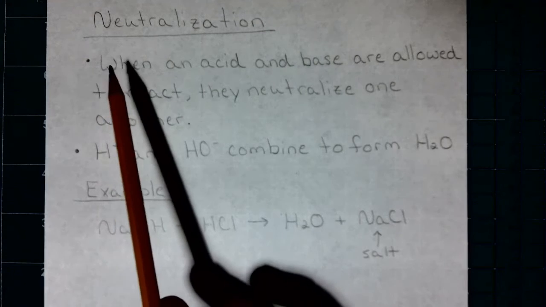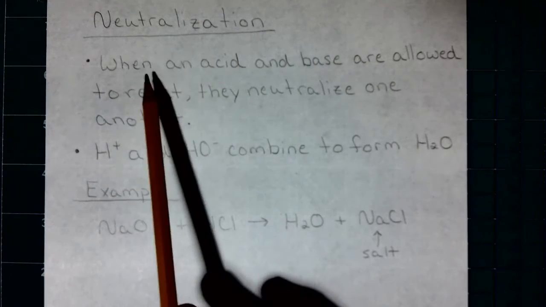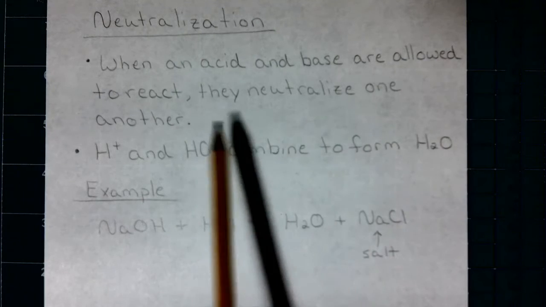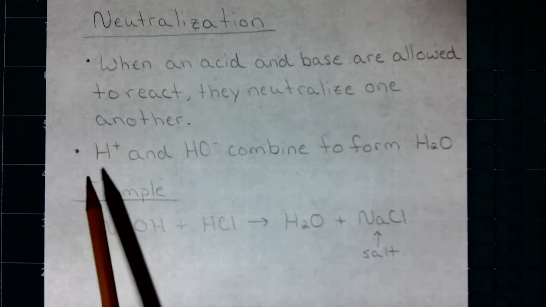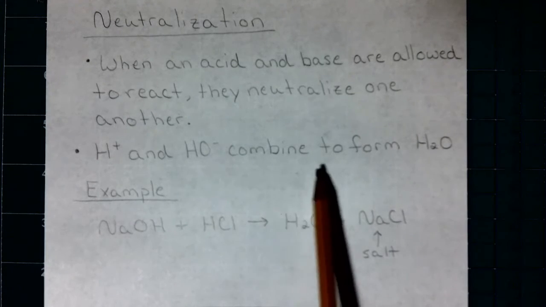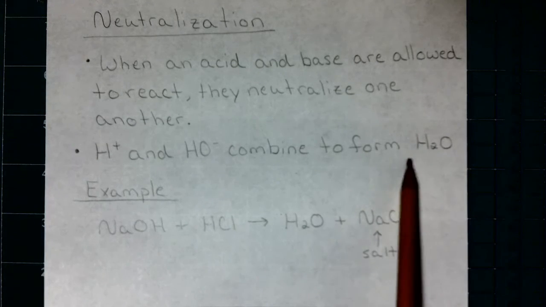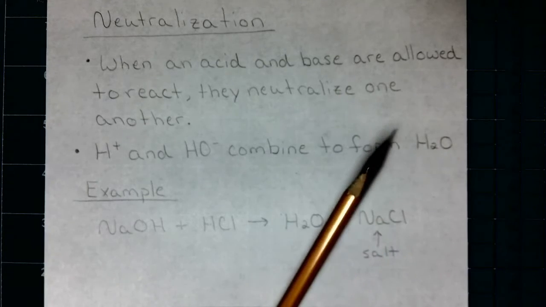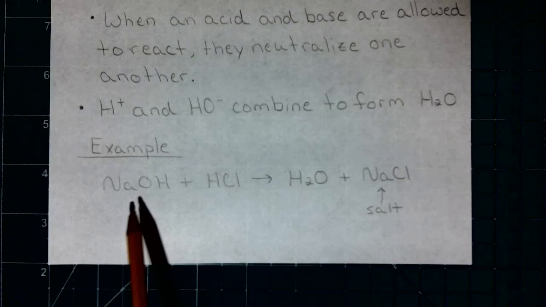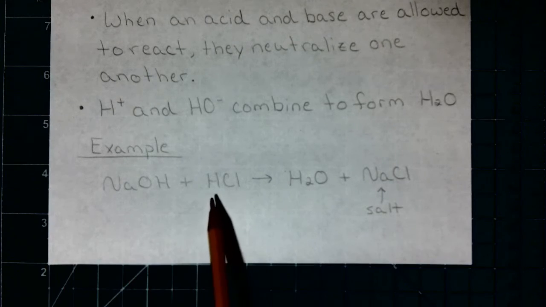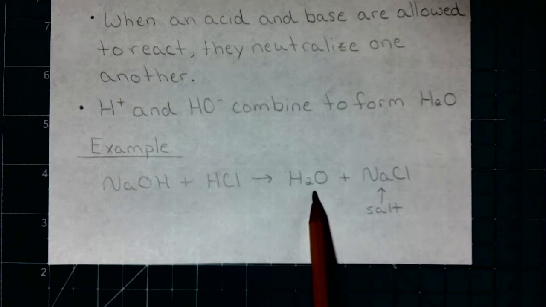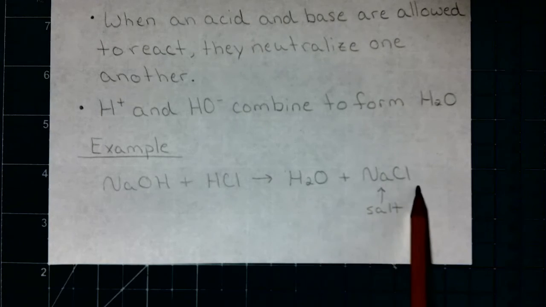Now let's move on to neutralization. So when an acid and a base are allowed to react, they neutralize one another. That means that the protons and the hydroxide ions are going to combine to form water. If we take a look at an example down here, we can take sodium hydroxide, add hydrochloric acid to it, and we're going to form water and NaCl.